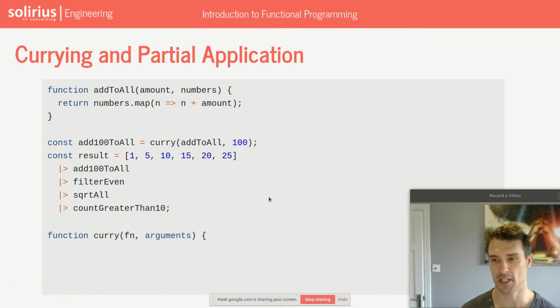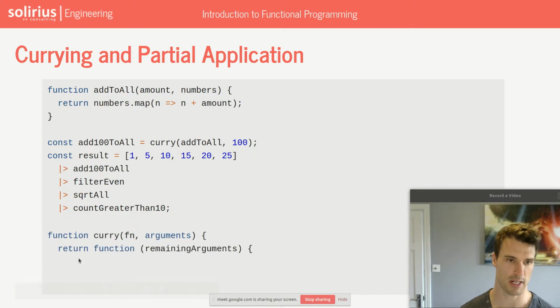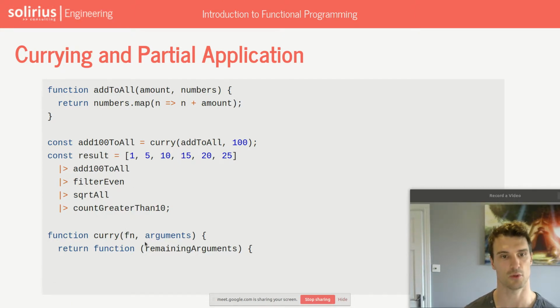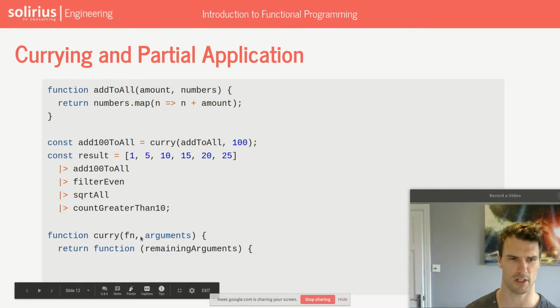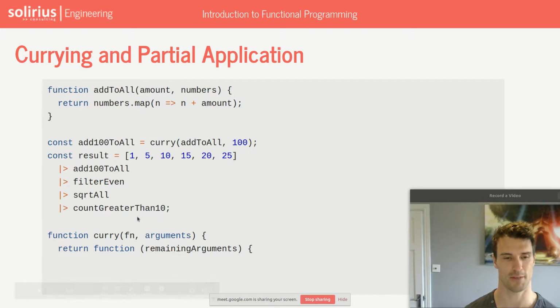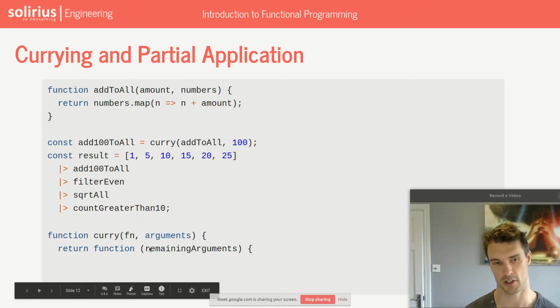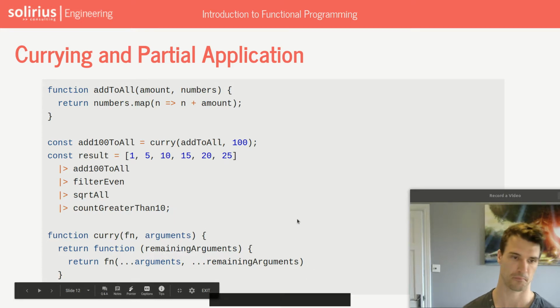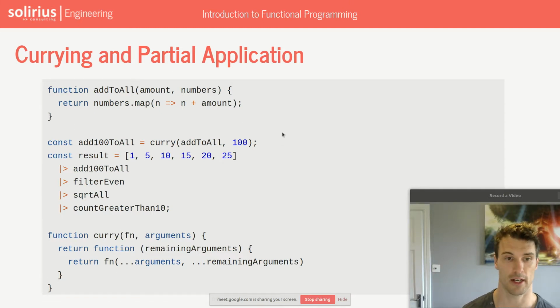And again, the implementation of curry is really much simpler than you might expect. You have a function that's going to take a function, in this case add to all, and some arguments that you want to pre-apply. I should probably put some dots there in case you want to apply many. And you're going to return a new function that's going to take the remaining arguments that haven't been applied, and then that will call the function with the first round of arguments and the second round of arguments. And that's really it for currying.